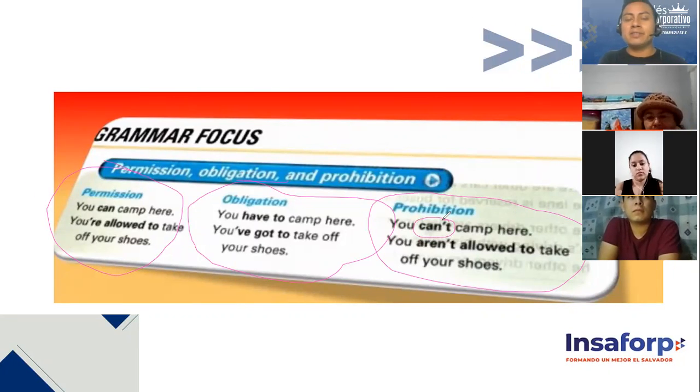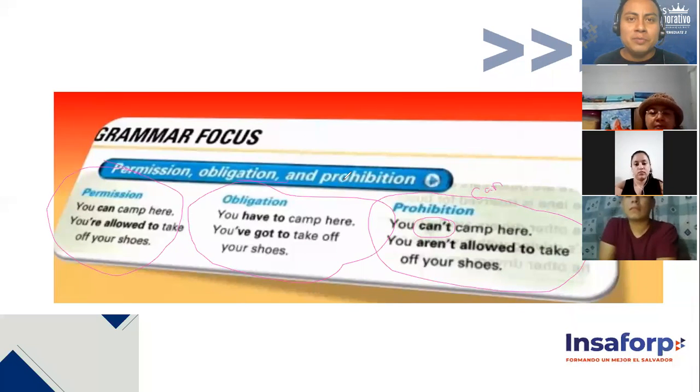You barely pronounce the letter T, can't. And the other one, which is the short one, can. And then the other one is can't. And then you pronounce the T at the very last sound. Good, do me a favor.